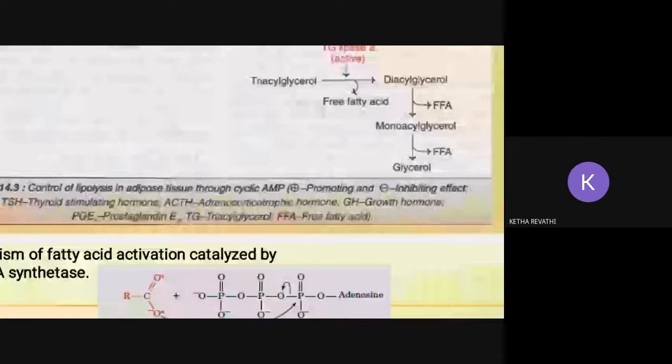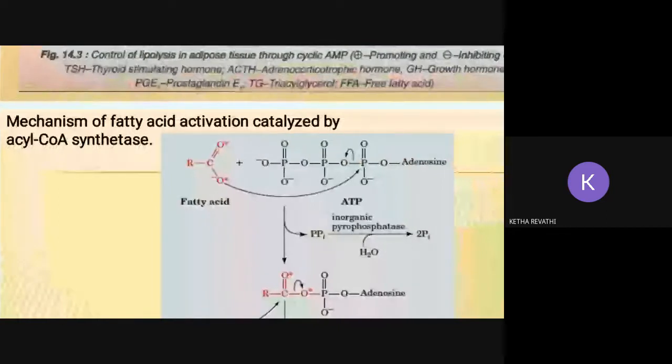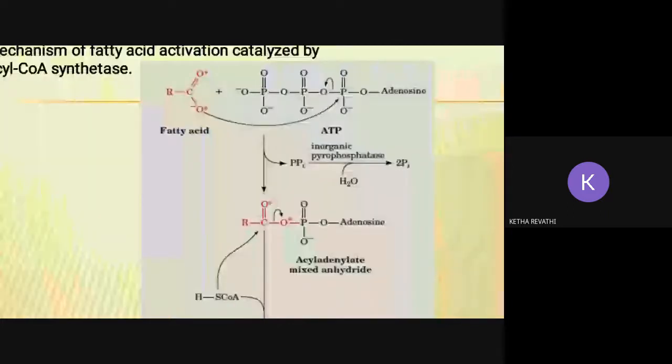Now, each fatty acid enters the beta oxidation cycle. The beta oxidation cycle starts with the first step. What is the first step? The activation step, the activation of the fatty acid. The fatty acid is indicated by RCOO minus.